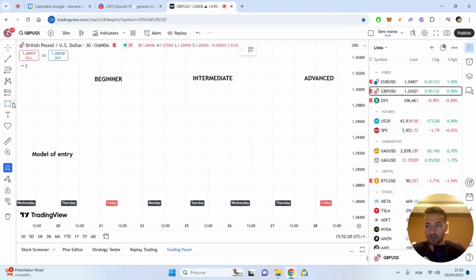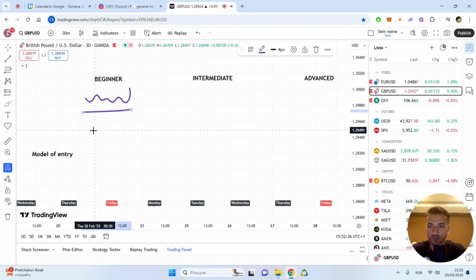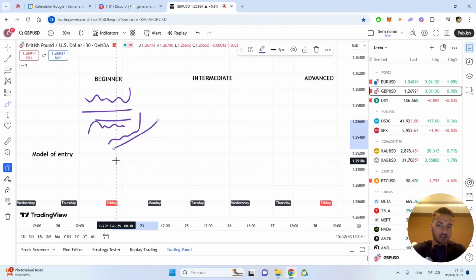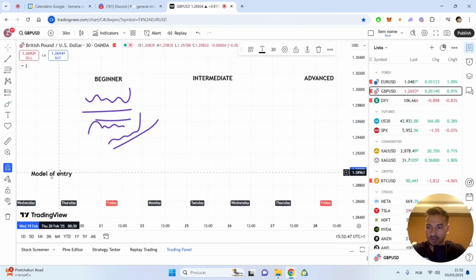So the beginner is going to interpret liquidity like the support and resistance type of models. He's going to see support, liquidity, resistance, liquidity, and trend lines as liquidity. All right. I hope this all makes sense.